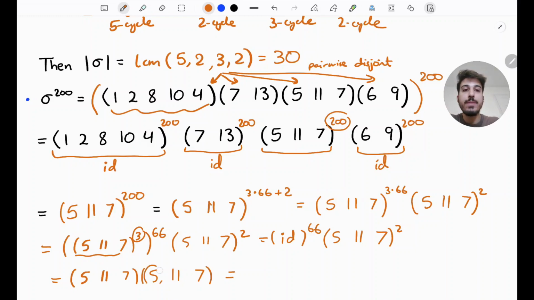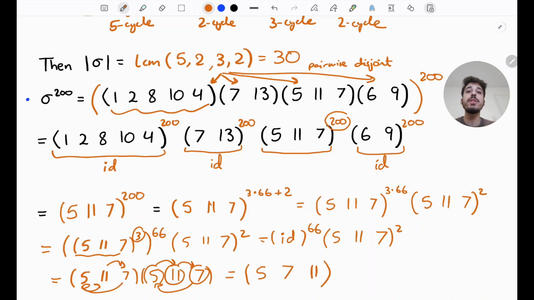We see that 5 is sent to 11 and 11 is sent to 7. So 5 is sent to 7. 7 is sent to 5. 5 is sent to 11. So 7 is sent to 11. And lastly, 11 is sent to 7, which is sent to 5. So we just close our parentheses, giving us sigma to the 200th power. So easily with the properties of commutativity, disjoint cycles, and the order of an element.